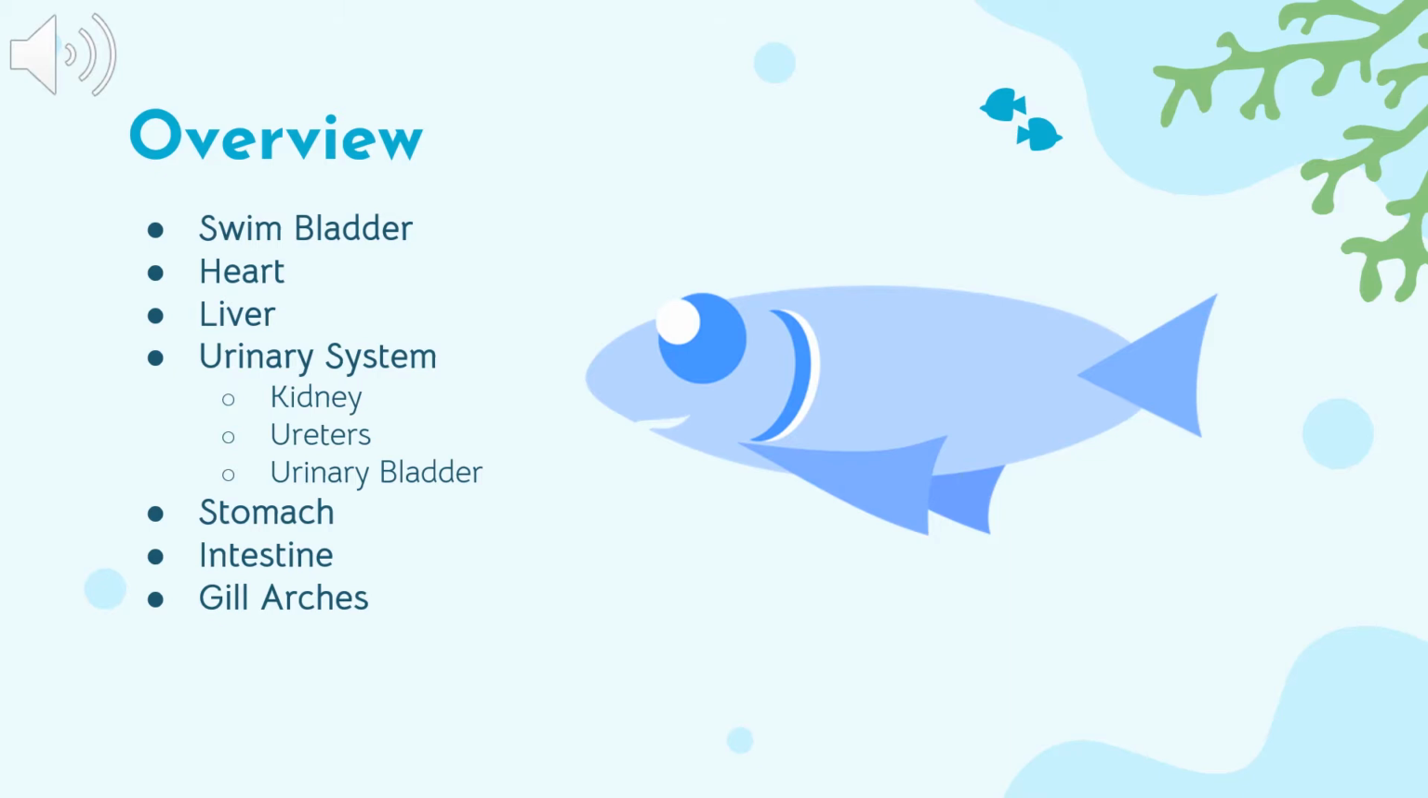We'll be going over the swim bladder, the heart, and the liver, the urinary system covering the kidneys, the ureters, and the urinary bladder. Also, we will be speaking about the stomach, the intestines, and gill arches.